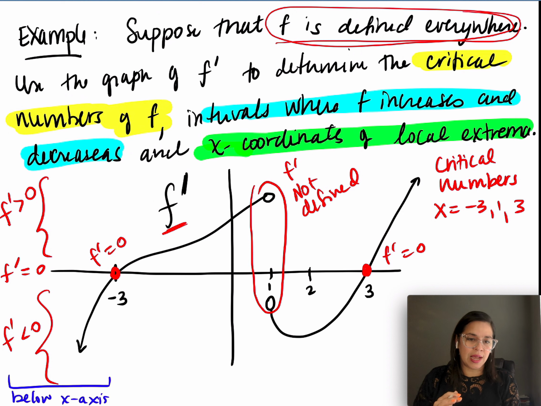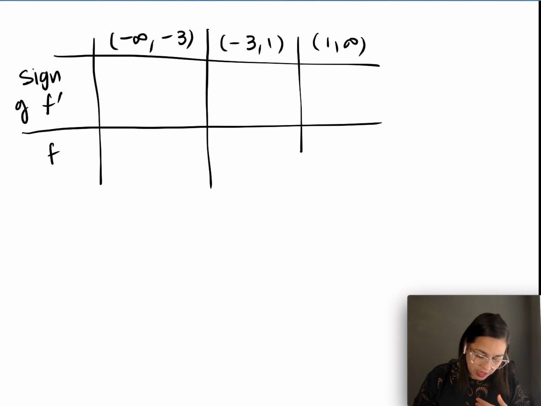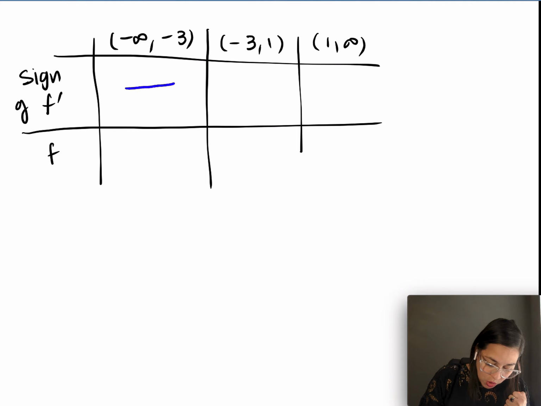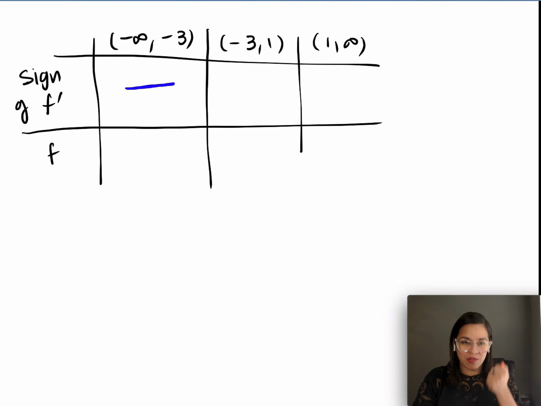Since it is below the x-axis, that tells me that the derivative is negative. So I go here and I say from -infinity to -3, the graph of f prime is below the x-axis, meaning it's negative. So the derivative, if it's negative, tells me that the function decreases.